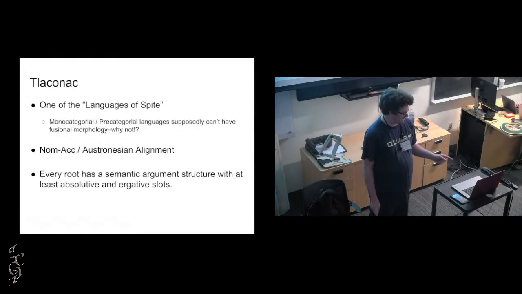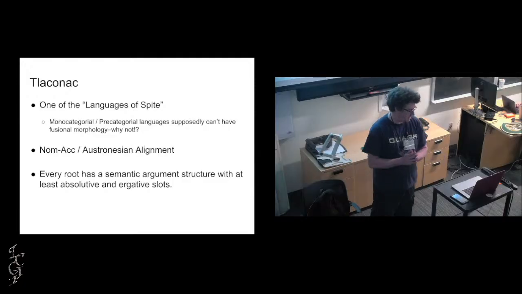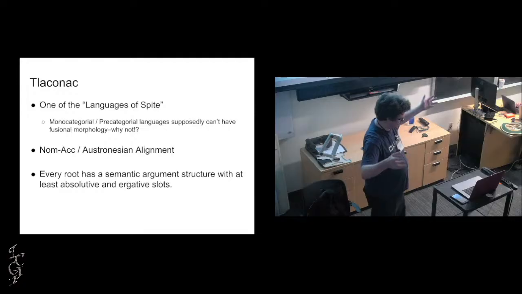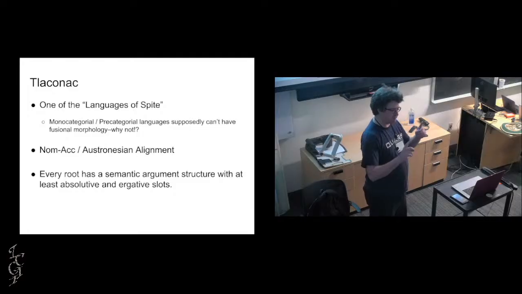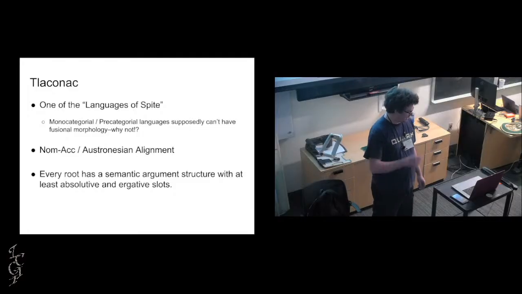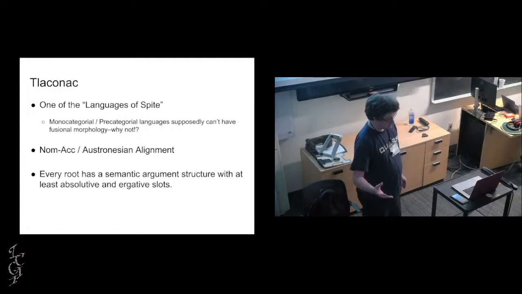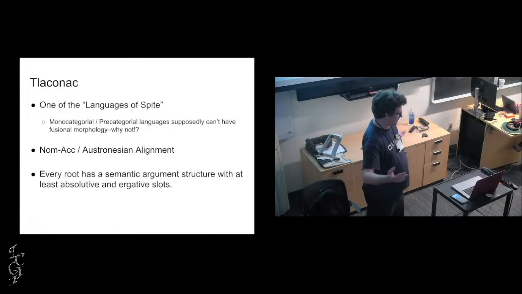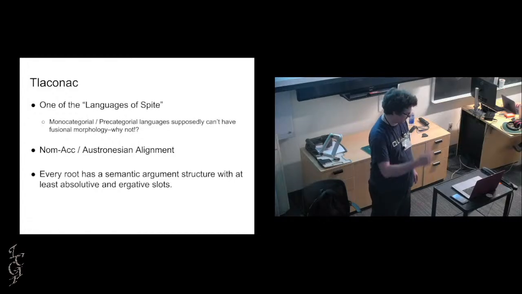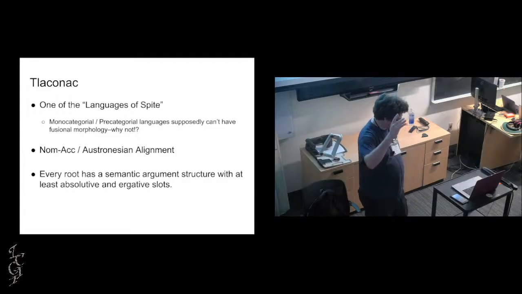But Tlakanak came from reading a paper that said, if you have a monocategorial language or a precategorial language, basically the same, different word for the same thing, that's type 1 in Hengeveld's hierarchy, then it cannot have fusional morphology. Now, observationally, most of the languages that people claim fall into that category don't have fusional morphology. But why the heck couldn't they? So that's why I constructed Tlakanak. It's got nominative accusative mostly, but also some Austronesian alignment just kind of happened accidentally.